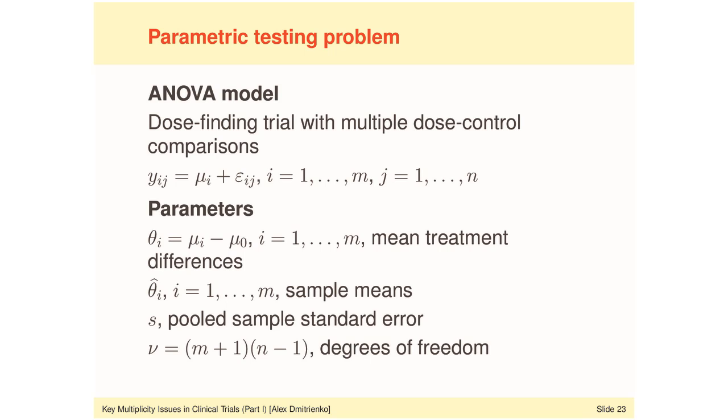In this case, Yij denotes the outcome for the jth patient in the ith group. Mu-i is the treatment effect in the ith group, and the second term in this model is the error term. The parameter of interest, theta-i, is the mean treatment difference. It's mu-i minus mu-0, so it's the difference between the mean effect in the ith group and the placebo group. The sample means will be denoted by theta-i hat, and we're going to also use the pooled sample standard error S, because in this context it's a one-way ANOVA model. It makes more sense to pool the information across the arms to define the pooled sample standard error as opposed to looking at parameter-specific standard errors.